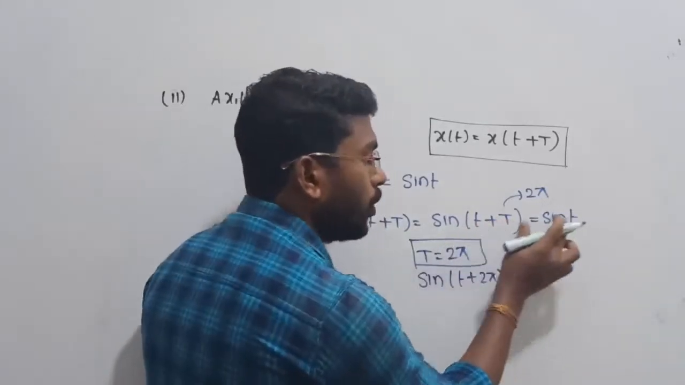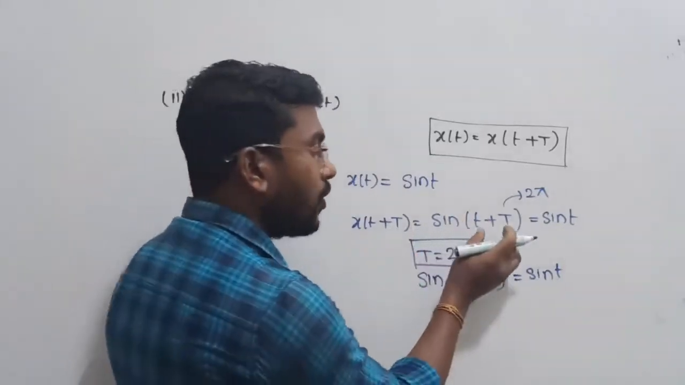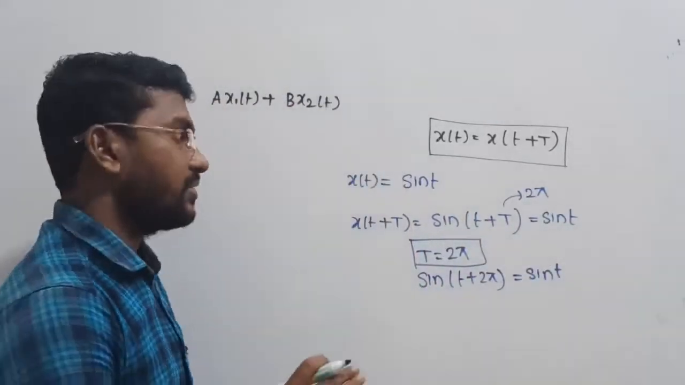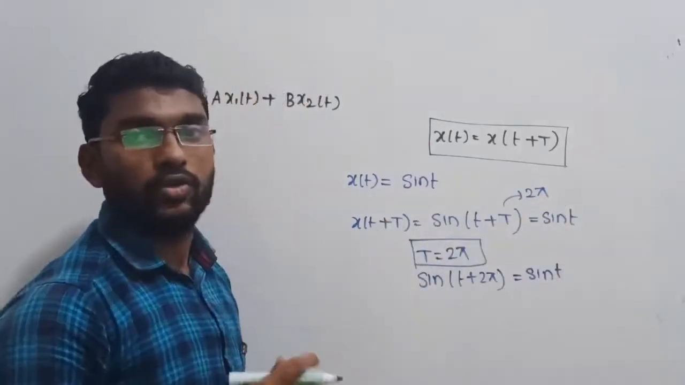Then substitute t equal to 2 pi and check whether it repeats. With t equal to 2 pi, that is the minimum time period, at t equal to 2 pi the signal is repeating itself. Yes. So x of t and x of t plus T will be equal at t equal to 2 pi. So the given signal is periodic.